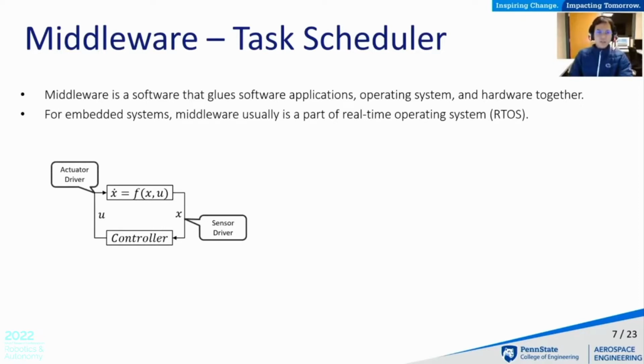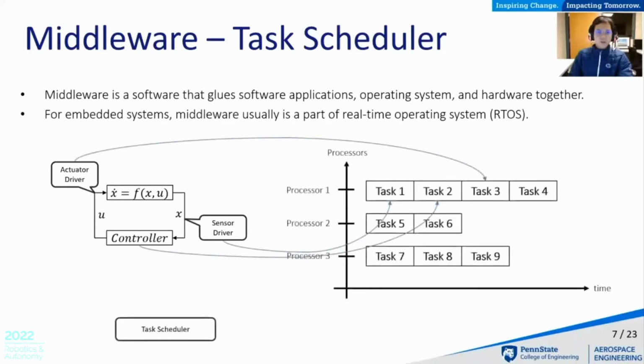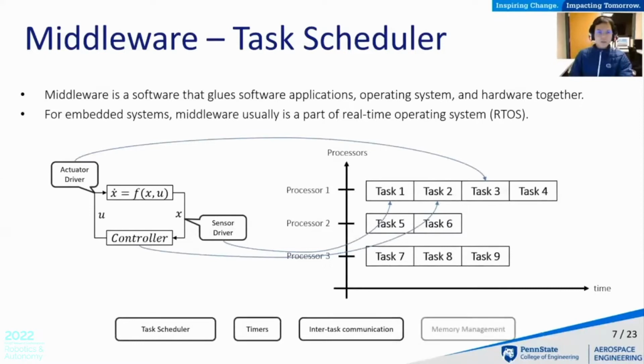These software applications must be executed in some specific order, meaning that the controller needs feedback data before it can compute the control signal. Therefore, we need a task scheduler to schedule these applications as well as the others that are used in our system. To schedule tasks, we also need timers. Tasks may exchange information, which means we will need an inter-task communication mechanism. Memory management is also important, since we need to store the values of parameters for this software.